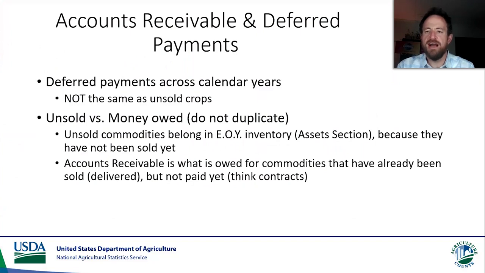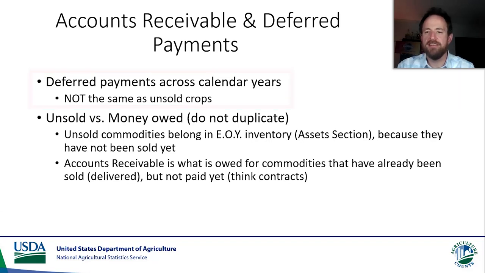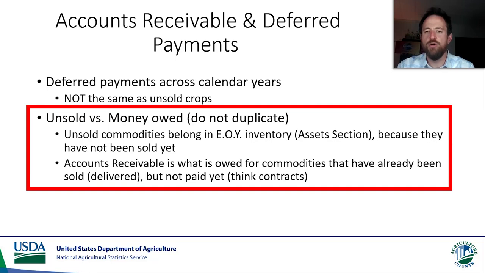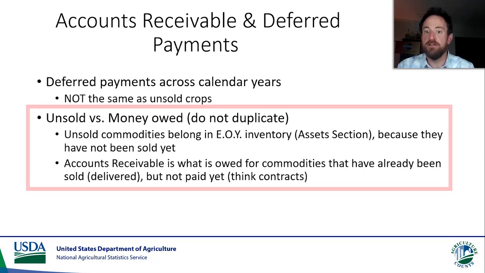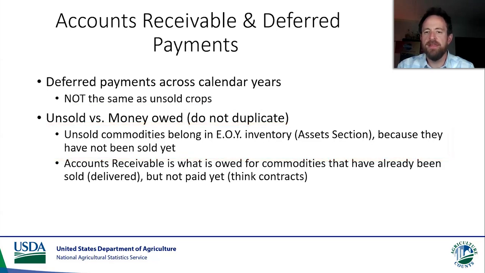Let's move on to the accounts receivable section, where we record deferred payments across calendar years. There's a common misconception that you should put unsold crops here, but that's incorrect. Unsold and money owed are different things and thus should not be duplicated. Here's the difference. Unsold commodities are still on hand, so no money is owed for them. Do not record them in accounts receivable. Instead, record the value of unsold commodities as an operation asset.